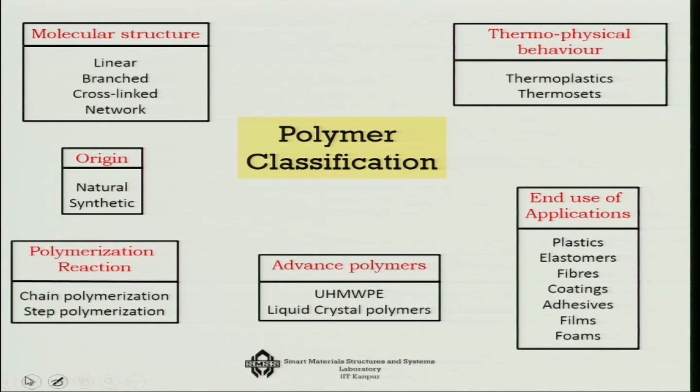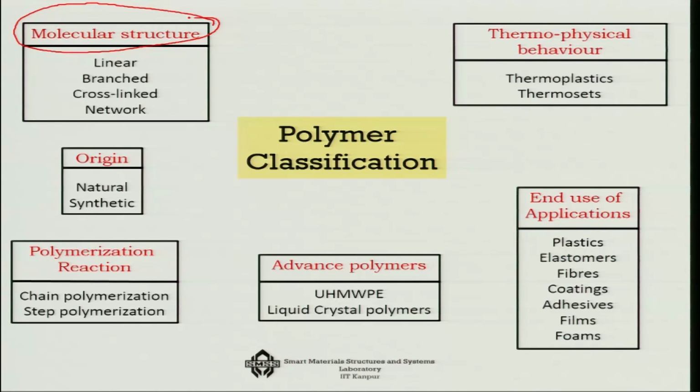Now how do we classify the polymers? There are various ways in which we can classify the polymers. We will discuss them one by one today. For example, you can classify the polymers on the basis of their molecular structure. It starts with the simplest molecular structure where it is completely linear, then it can be branched, that means some branching coming out of the linear, then it can be cross linked, that means the branches are chemically linked, and then it can be network. So that is the molecular structure wise.